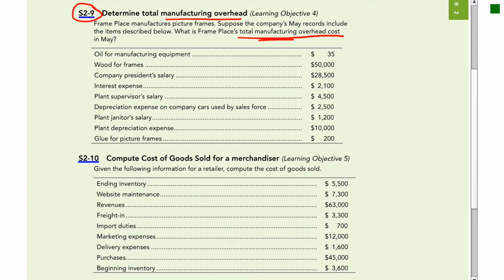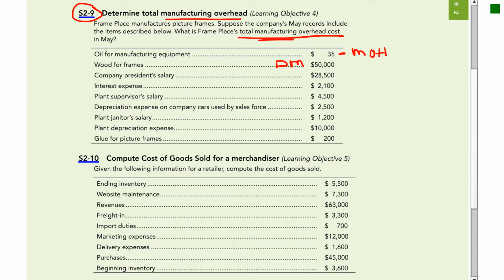So obviously oil, that's what, $35. That's definitely going to be overhead. Oil is not going to be consistently used all over, so that's not going to be something that's easily traced. So I'm going to put an MOH. That's going to be overhead. Wood for the frames, that's not overhead. That's going to be a direct material type of item, so we're not going to need that one.